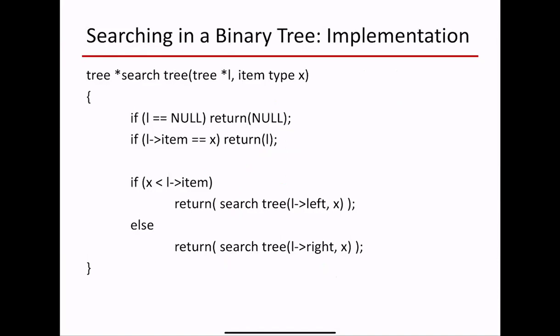So, searching in a binary tree implementation: unless it's an empty tree, I'm looking for a value. If the value is smaller than me, I go to the left. If it is larger than me, I keep going to the right. If I find the item, I return the value.